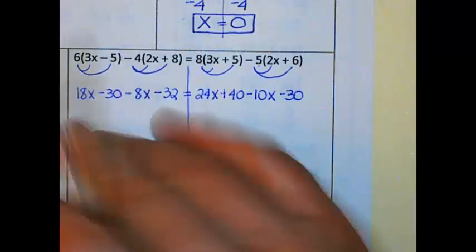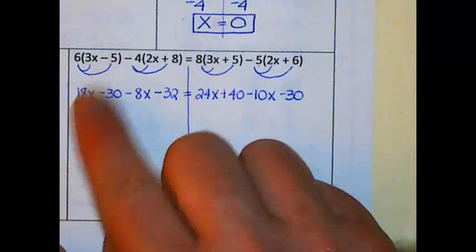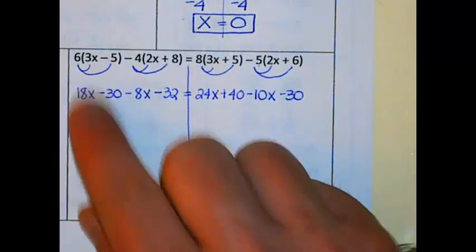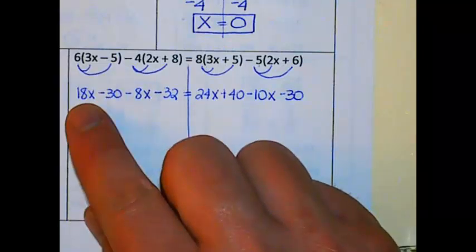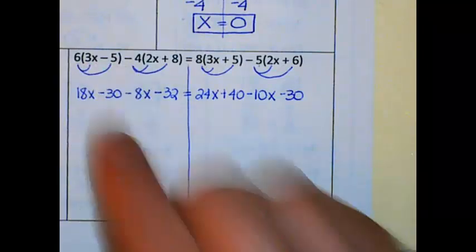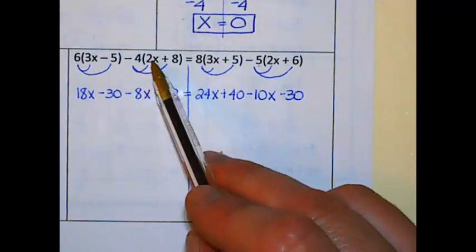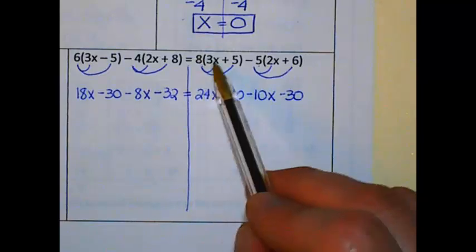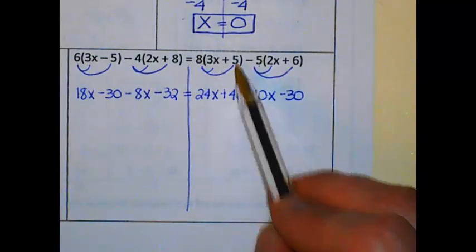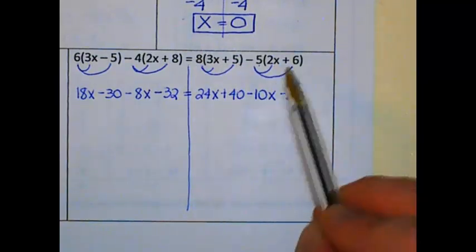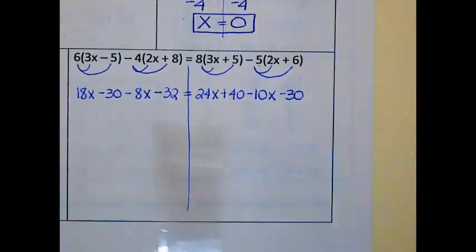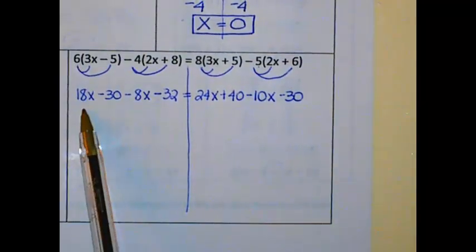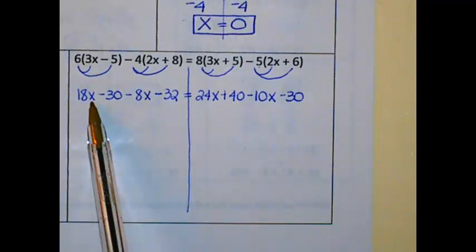Okay, once you multiply everything, just take a few seconds to check your multiplication. 6 times 3x is 18x. 6 times 5 is 30. Negative 4 times 2x is negative 8x. Negative 4 times 8 is negative 32. 24x. 40. Negative 10x. Negative 30. Again, I'm checking if I did the multiplication correctly and if I didn't forget any x's.